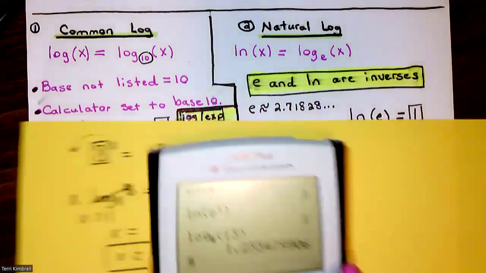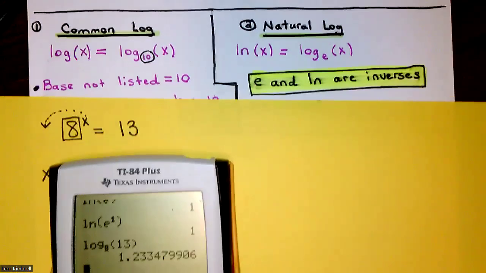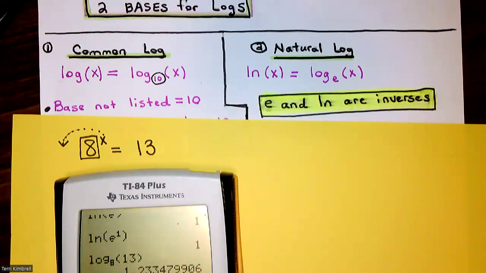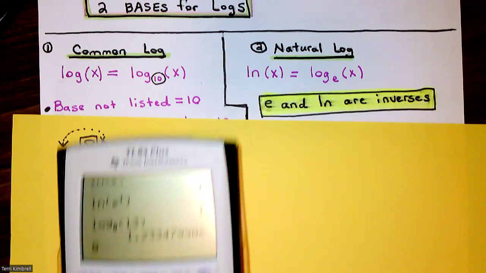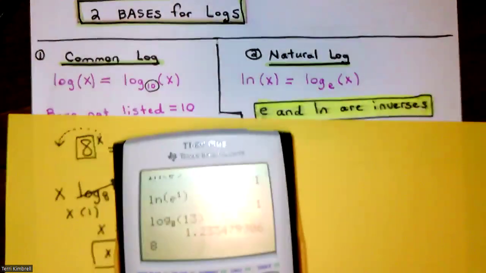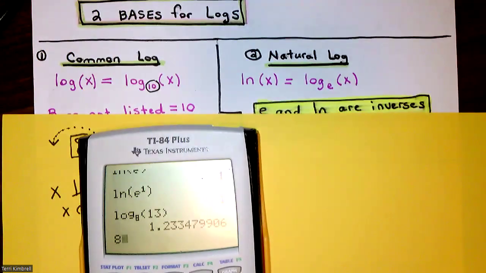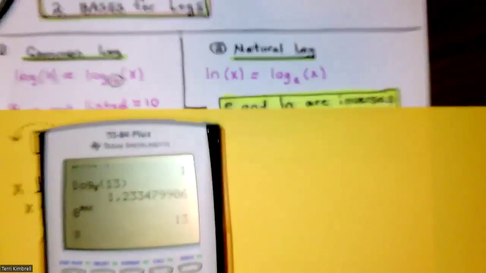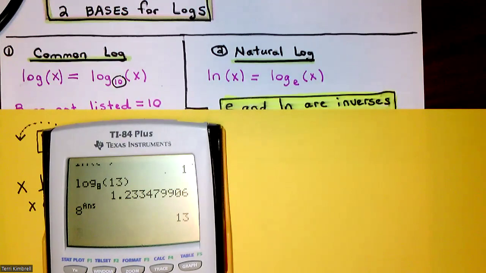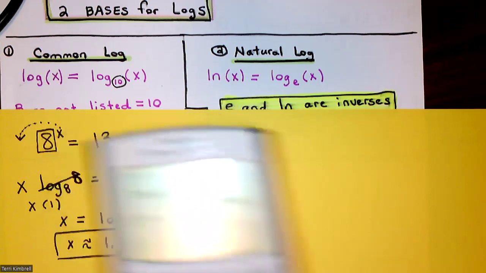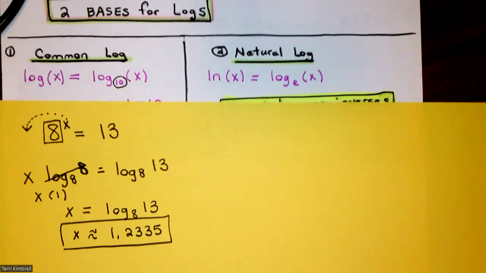So if I was to check this, I'm going to now take my 8 and raise it to the answer that I just received. And I get 13. So that's how you can get an answer for something that is very, very difficult to write as the same base, because that one was not possible.